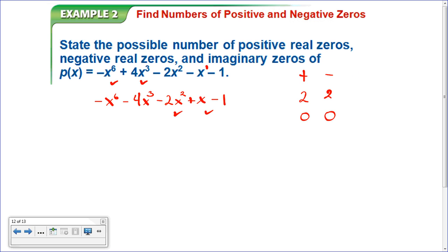So now we know we're going to look for imaginaries. This is 6th degree, so there have to be 6 roots. If there are 2 positives and 2 negatives, 2 more roots will have to be imaginary. If there are 2 positives and no negatives, 4 roots would have to be imaginary. If there are 0 and 2, we've already got that accounted for, but if there are 0 positives and 0 negatives, that means we would have to have 6 imaginary roots.